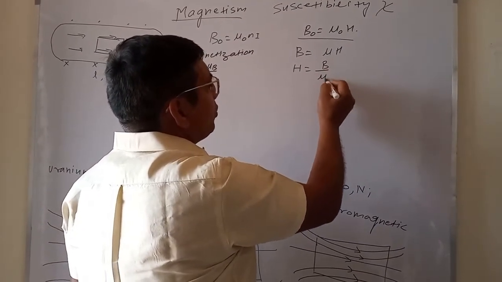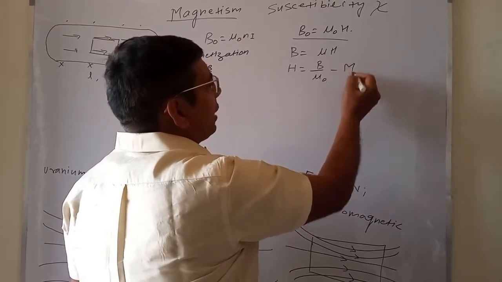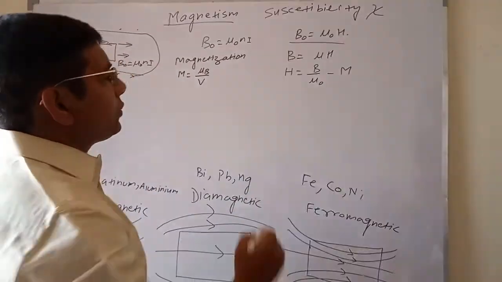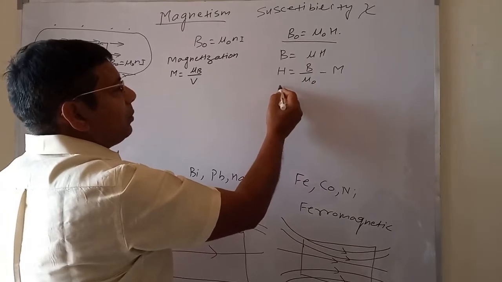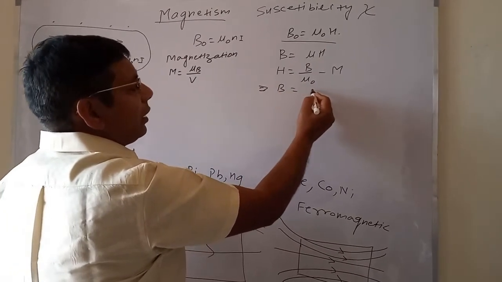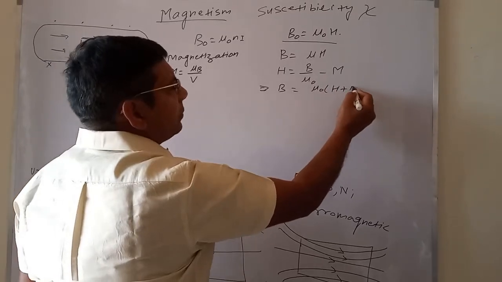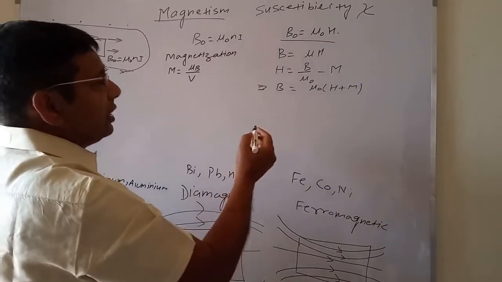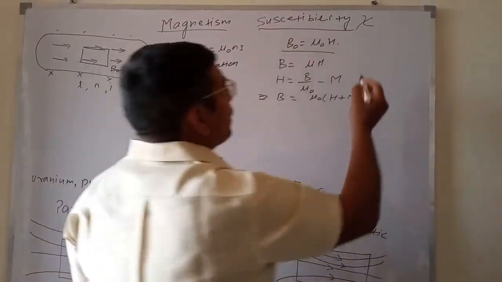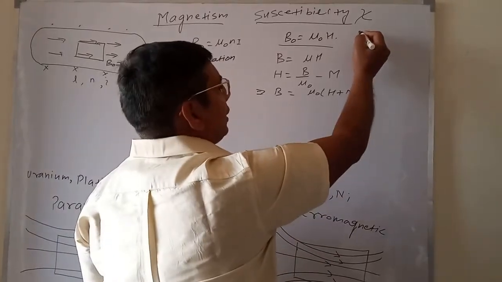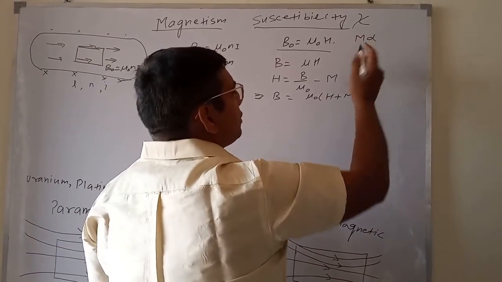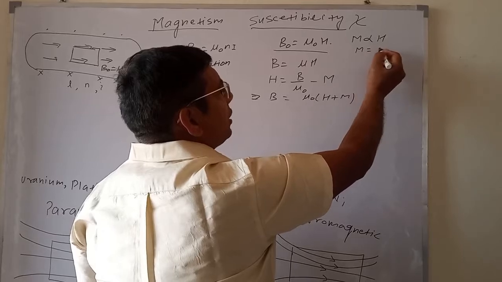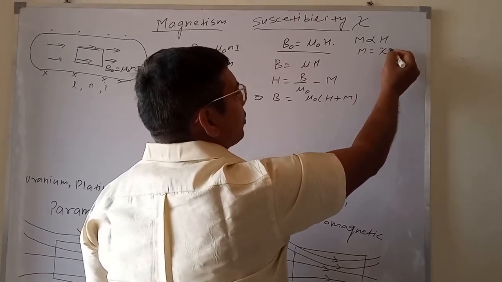We can write here H is equal to B upon mu naught minus M. M here is the magnetization and H is the magnetic intensity. So if we take this, it will give you B is equal to mu naught (H plus M). Now we define a new term, and that is susceptibility. So what is susceptibility? We can write that M is proportional to H, right? And this is the proportionality constant. Susceptibility is the proportionality constant.